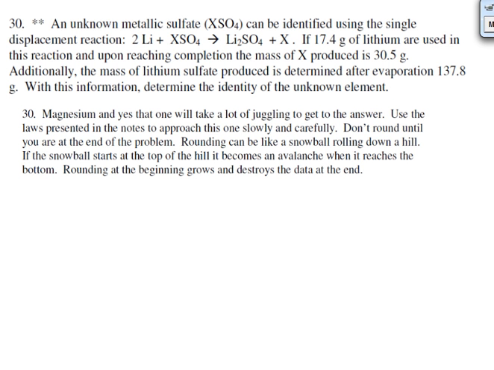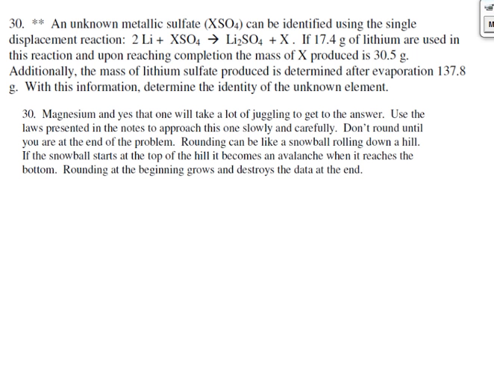Anyway, unknown metallic sulfate, XSO4, can be identified using a single displacement reaction. It tells you the mass of lithium, tells us the mass of X at completion. Additionally, the mass of lithium sulfate is determined after evaporation. So we know a lot of pieces of information. We should be able to identify X, maybe doing the law of constant composition or something like that. We might be using, I don't know, the law of conservation of mass. Let's try this. Let's see.